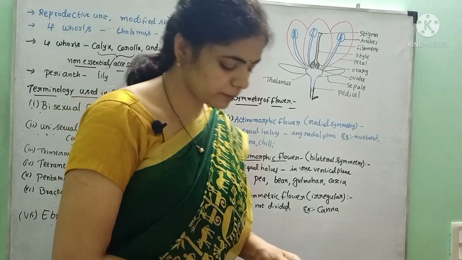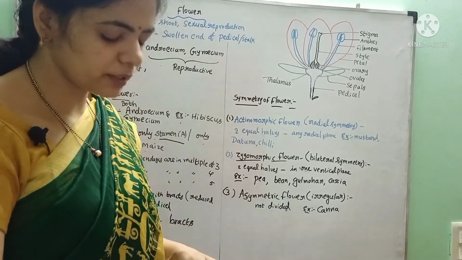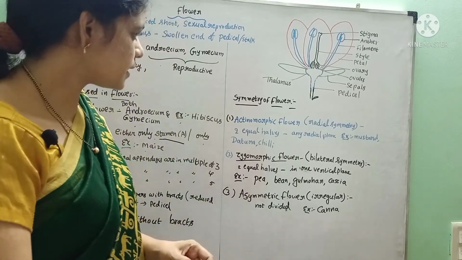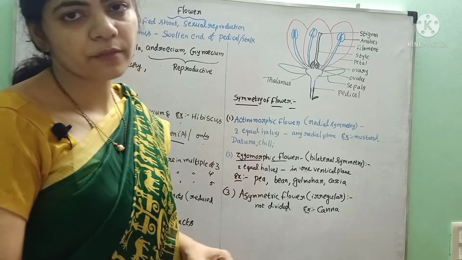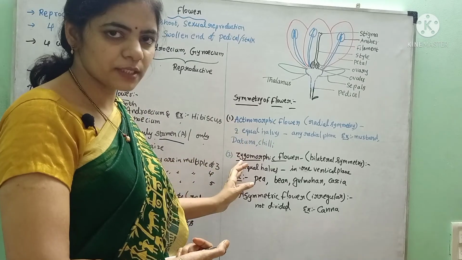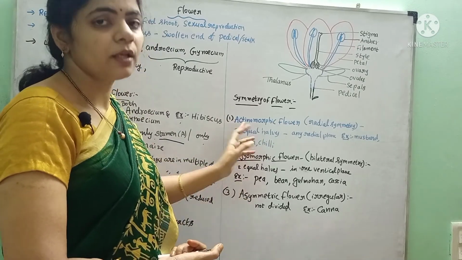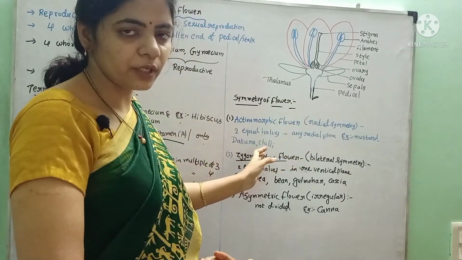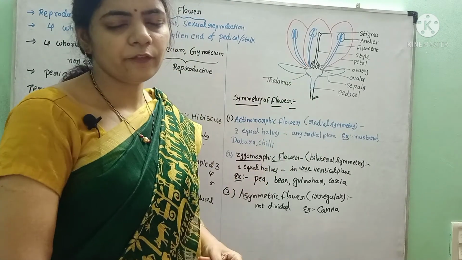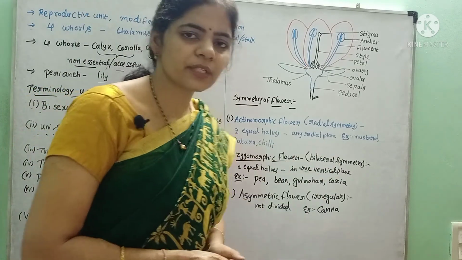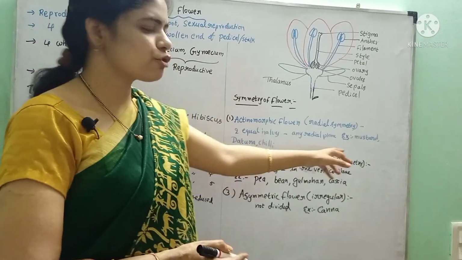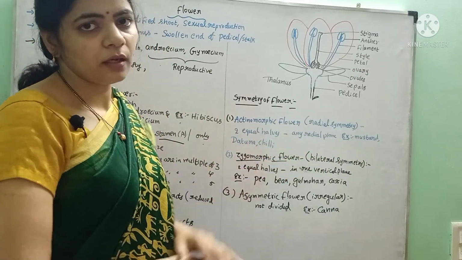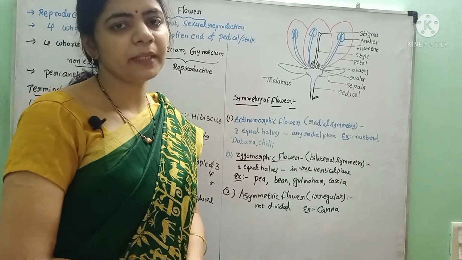Symmetry. Symmetry is nothing but the arrangement of floral organs around the floral axis. There are 3 types of symmetries: actinomorphic symmetry, zygomorphic symmetry and asymmetry. Actinomorphic is nothing but radial symmetry. In actinomorphic symmetry, in any plane, if we divide the flower into 2 equal halves, that is called actinomorphic, which is shown in datura, mustard and chili.